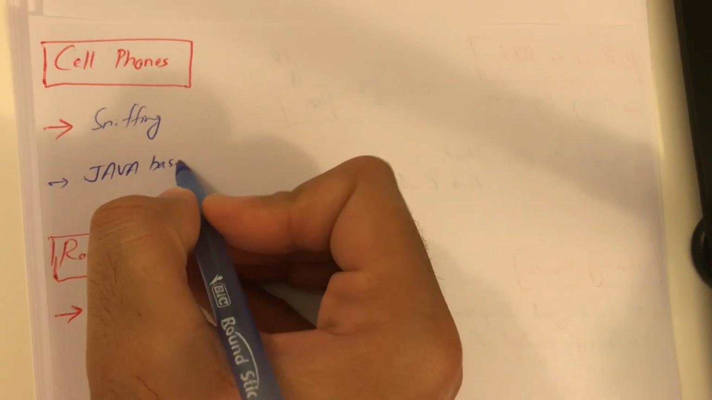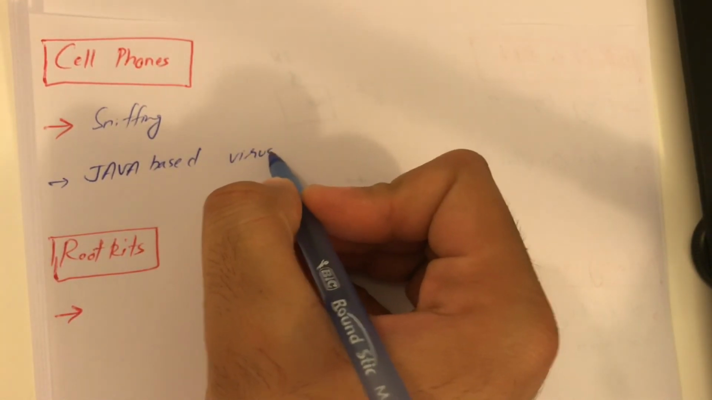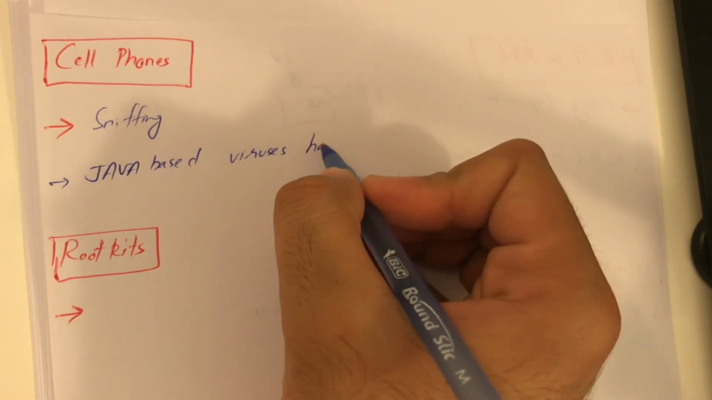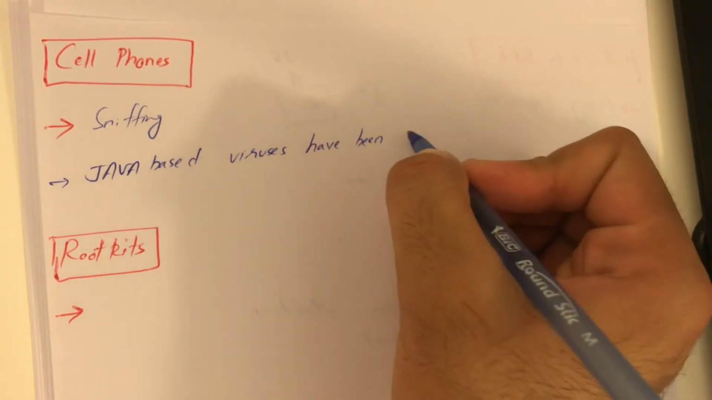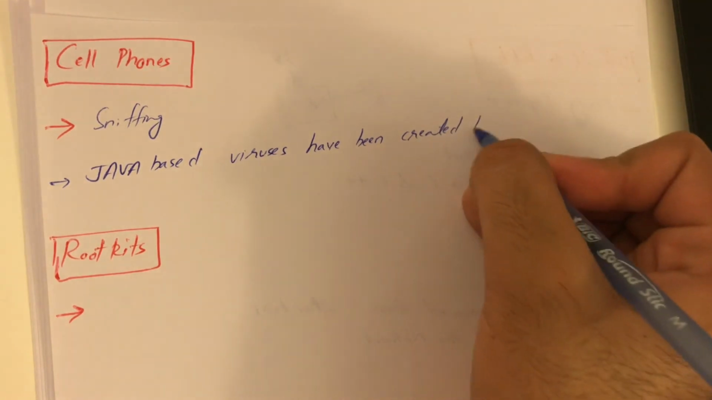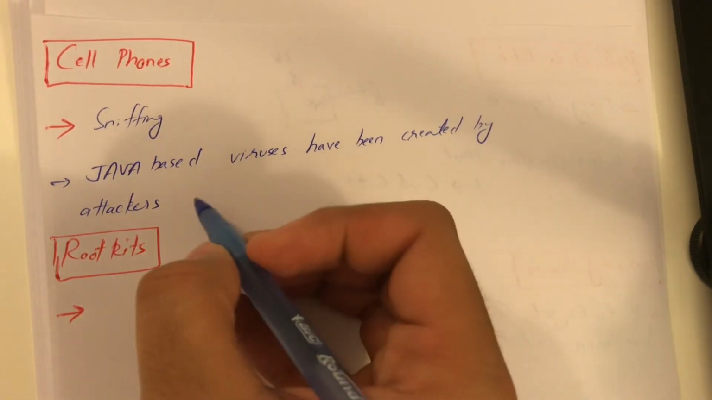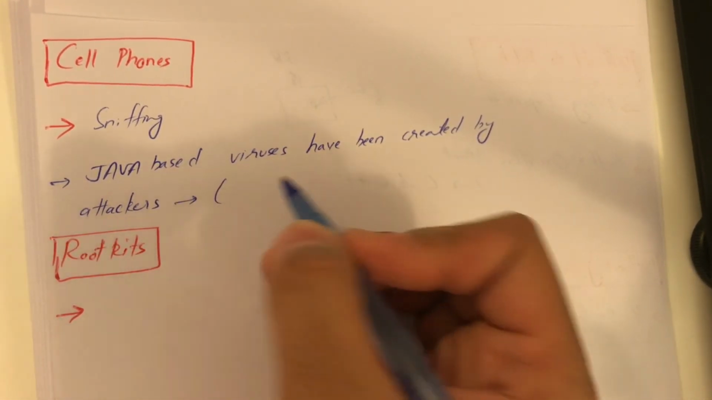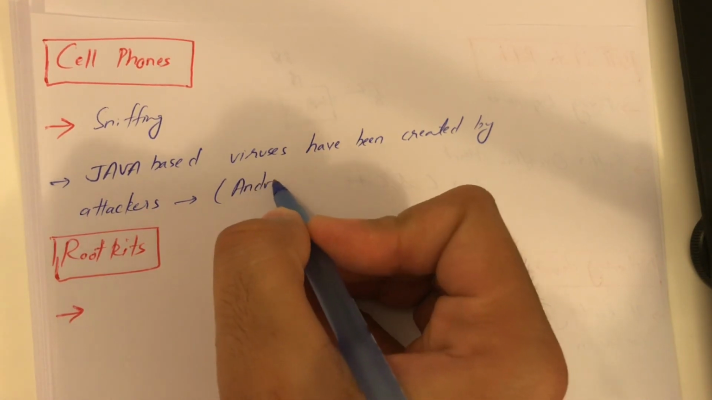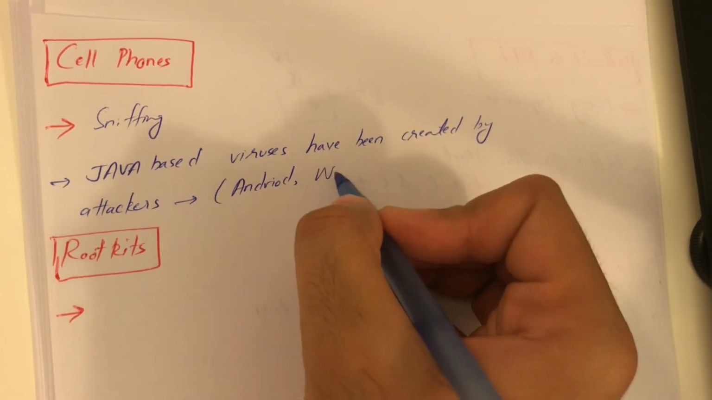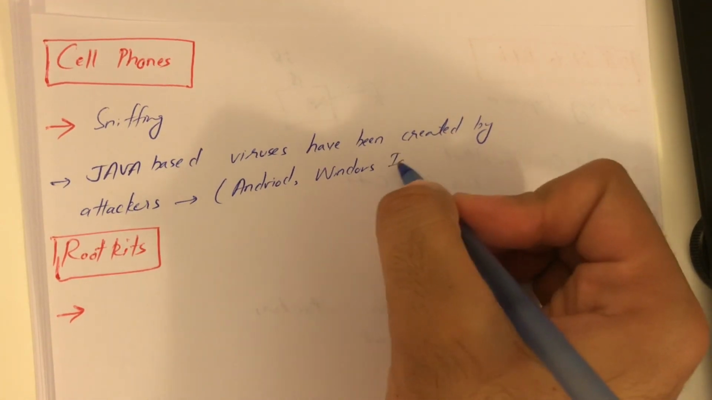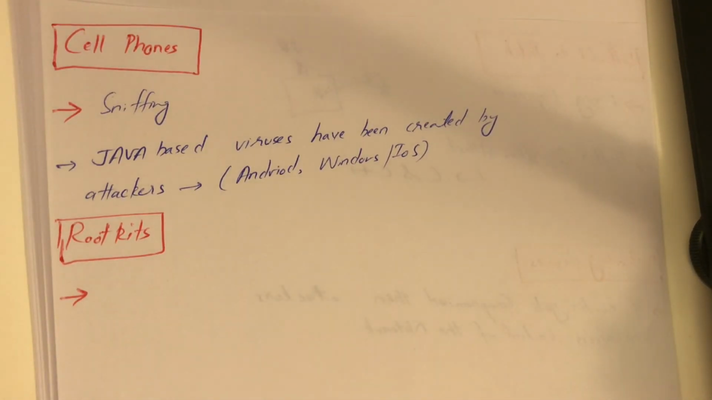Mostly Java-based viruses have been created by attackers. They can infect your Android phone, or a Windows phone, or an iOS device. All these operating system devices can be affected because most of the applications are based on Java, and that's why the viruses are also designed in Java.